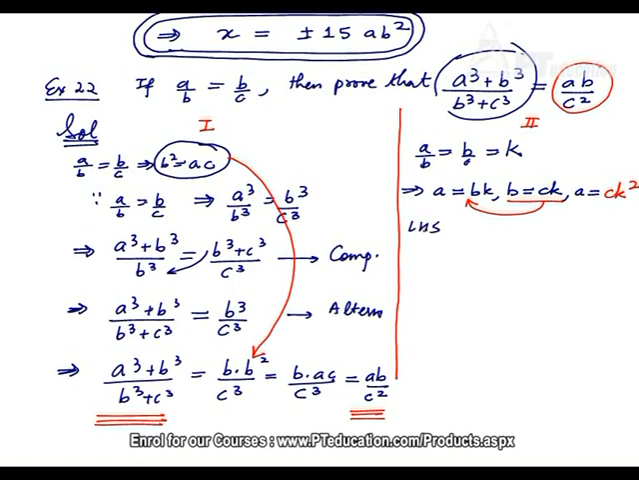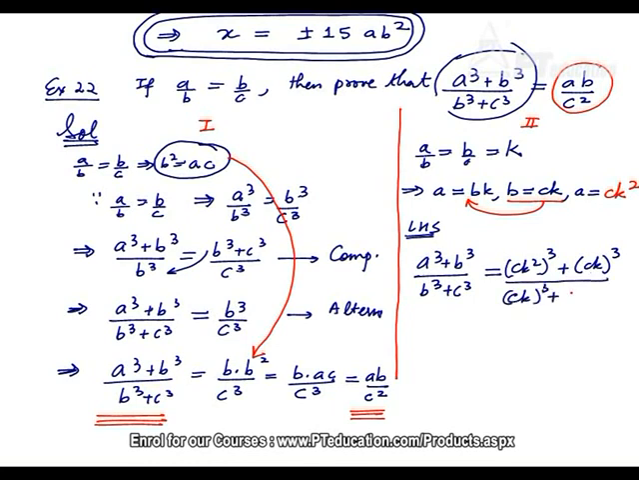Left hand side, a cube plus b cube upon b cube plus c cube. Let us put all the values in terms of any one common factor. I choose that to be c. So a is ck square. So this will be ck square whole cube plus b cube, which is ck whole cube. The logic here is we are substituting everything in terms of one variable only, which in this case was c. You could do it in terms of a, you could do it in terms of b. Divided by b cube, which is ck whole cube, plus c cube.